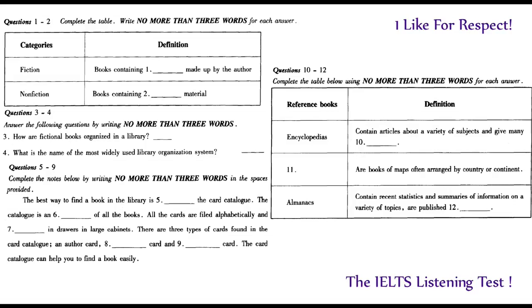Indexes are alphabetical lists of names, titles and subjects that tell where information about each can be found in other publications.